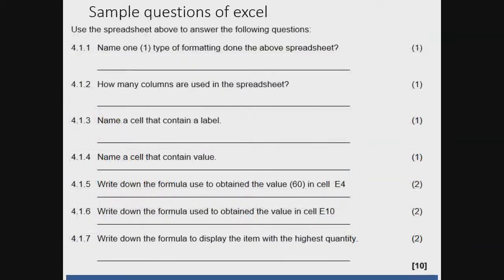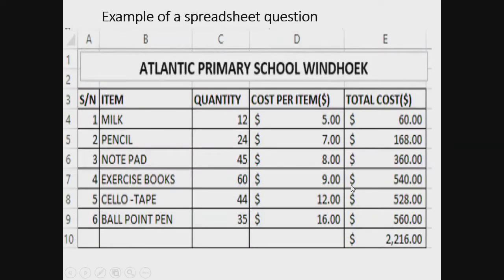Okay? Name a cell that contains a label. What is a label in Microsoft Excel? A label is an alphabet. These are letters. A label is an alphabet. So if I go back to my table, any cell that has a label, I have something like B3, B4, B5, B6, B7, C3, D3, A1, all these, they contain labels.